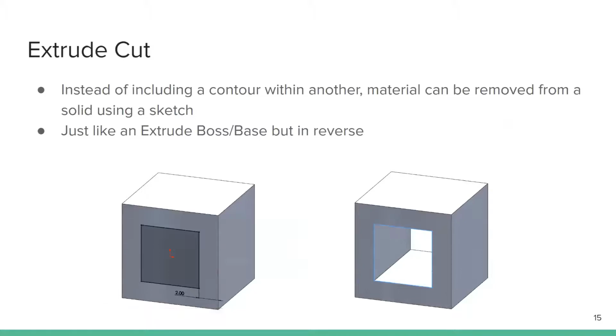All right, so now that we've got an extruded bit, the reverse of that is the extrude cut, which is pretty much exactly what it sounds like. Just like you can draw a shape and then extrude it out to make material, you can draw a shape and then extrude the material away. So in this example, you've got your extruded square or cube, and then you can make your hole through the middle of it. Pretty much it.